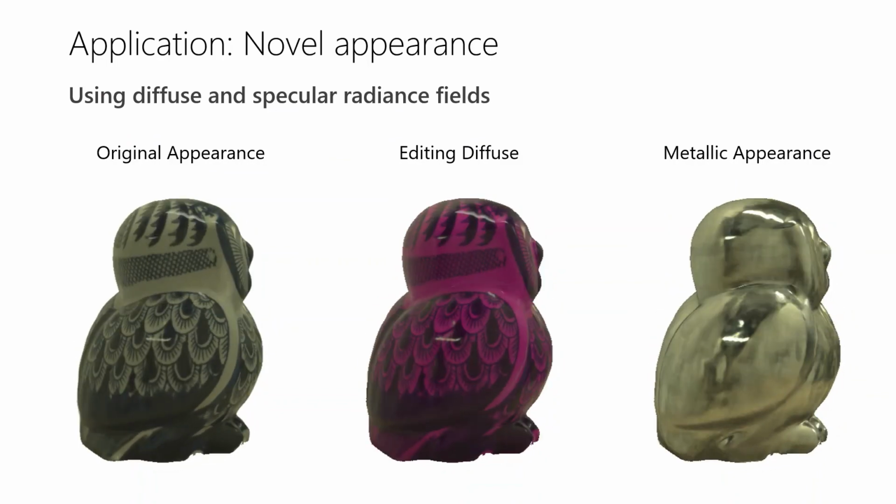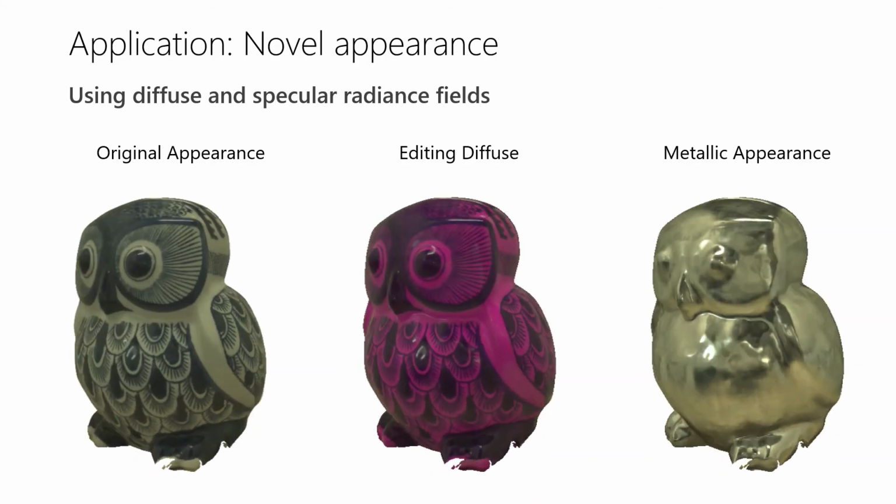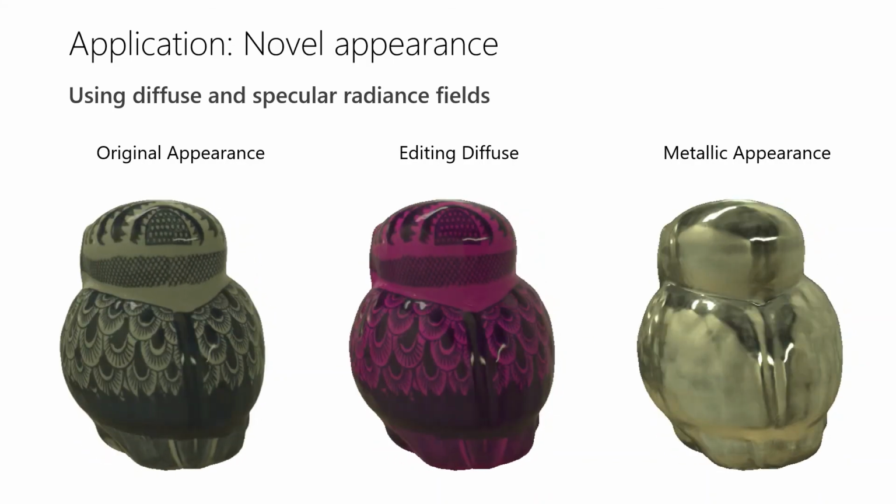Using the diffuse and specular radiance fields, we can generate renderings of the object under novel appearances, such as editing diffuse color or changing the object appearance from glossy to metallic.